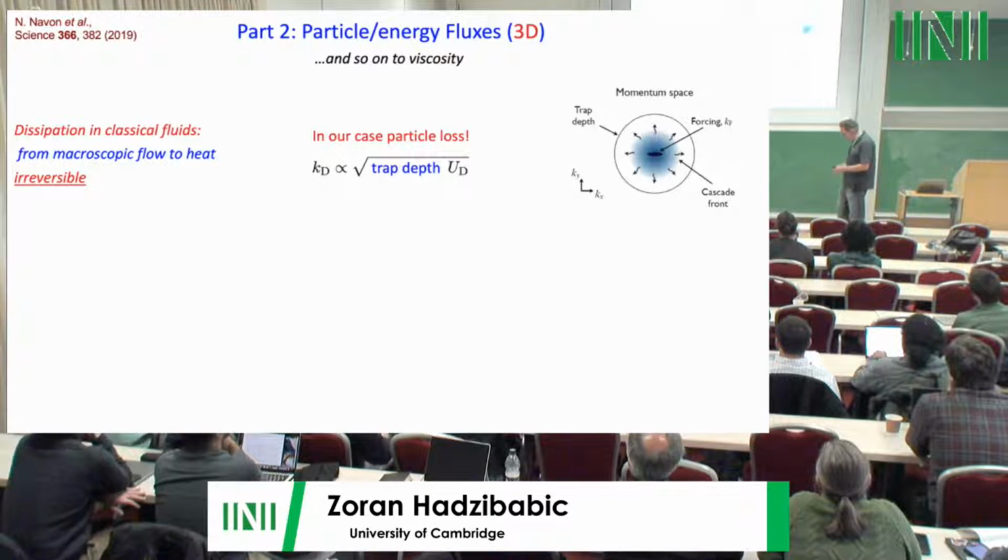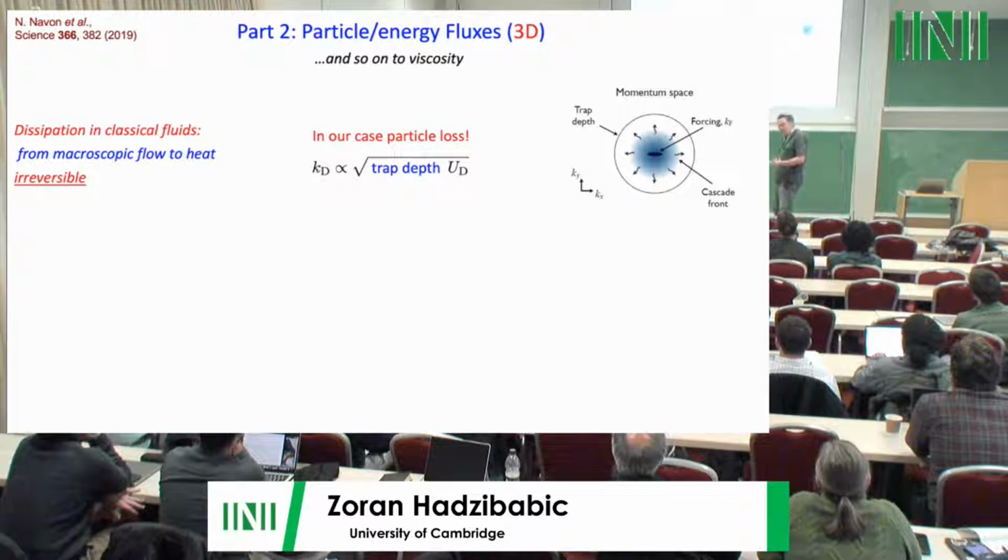And so in our case, looking at the momentum distribution of waves, we always see everything. Right? The energy flows between different modes, but you see all of them. Okay? So the only way that the energy is actually dissipated is if particles leave the system. Okay? And so the dissipation scale is just the root of the trap depth.